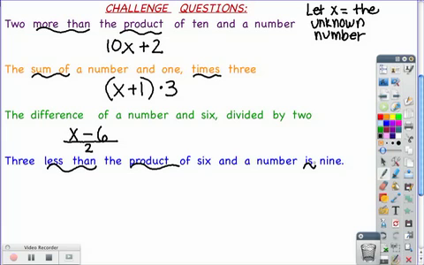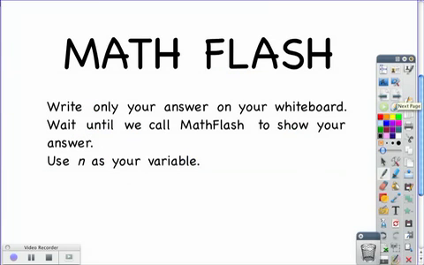Math Flash. Write your answer down on your paper. So pause each screen after I go, and then you can check it when you're ready. 3 more than a number. Let x equal a number. And we'll say that that's true for all the following slides, so I don't have to write this on every slide. x plus 3 would be the answer.